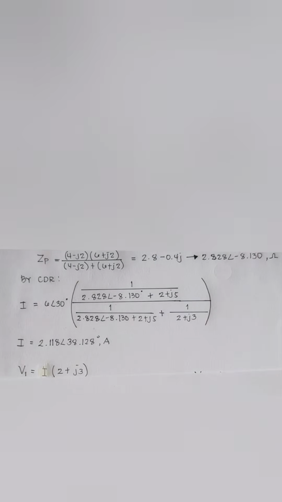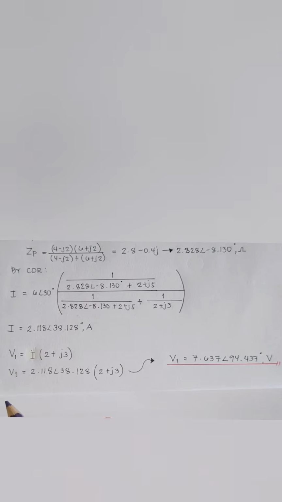After getting the current, we multiply it by the impedance of 2 plus J3 to obtain the voltage V1. By substituting the current we computed earlier, we have V1 is equal to 2.118 angle of 38.128 ampere times the impedance 2 plus J3 ohms. We get the value of V1, which is 7.637 angle of 94.437 degrees volts.